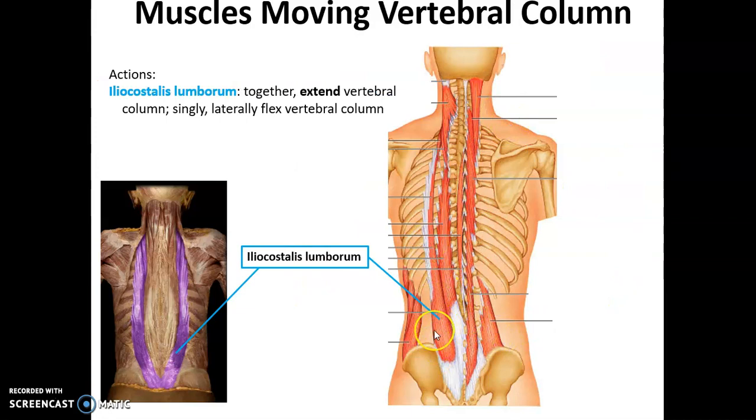Also, lower down is iliocostalis lumborum. Iliocostalis lumborum looks to be somewhat continuous with iliocostalis thoracis. So just one's up here and one's down here is basically the way to tell them apart. Together, this muscle helps to extend the vertebral column, and singly, it can help to laterally flex the vertebral column, again letting you bend over to the right or left side.